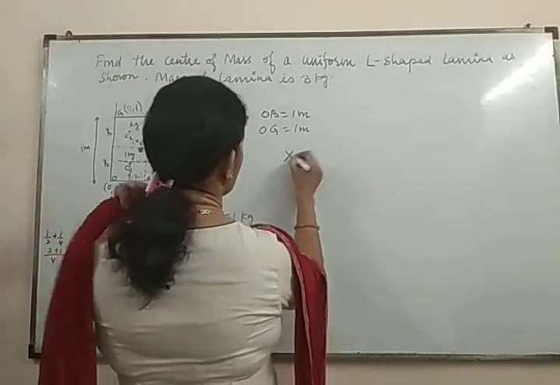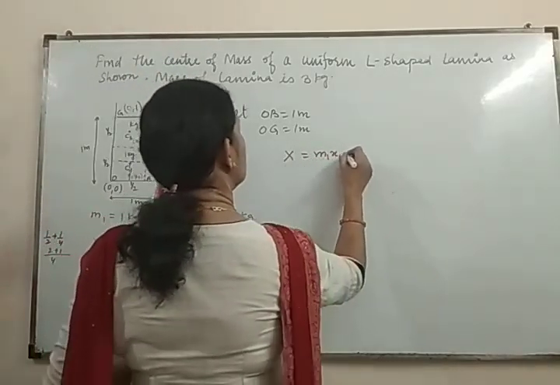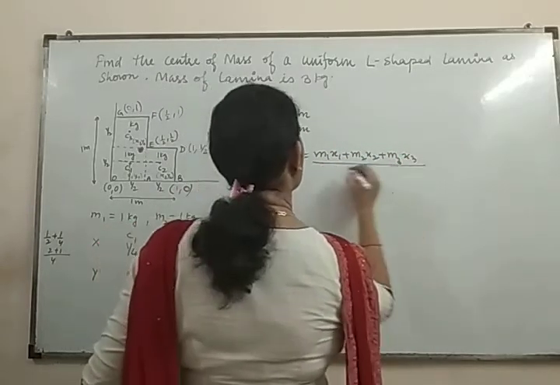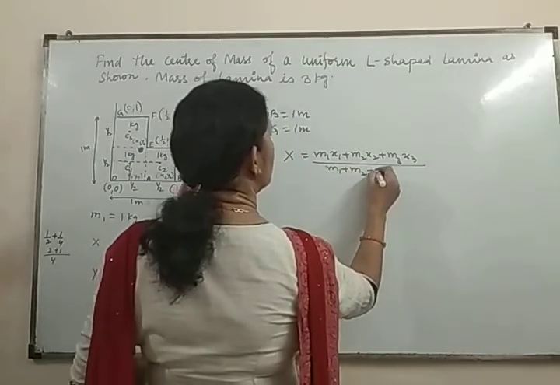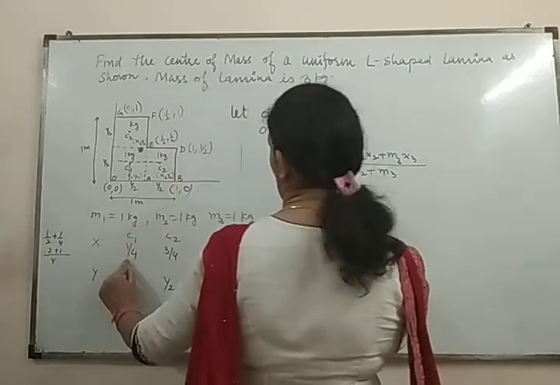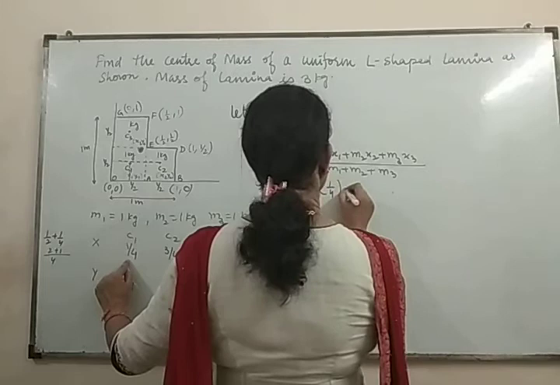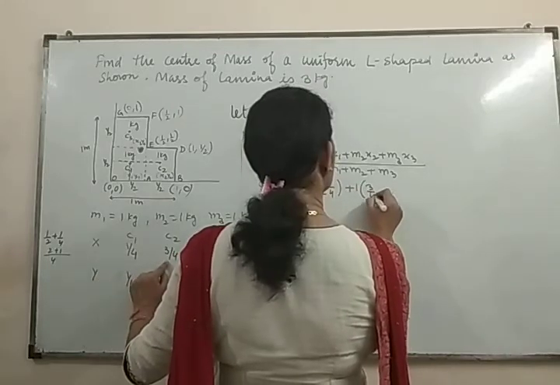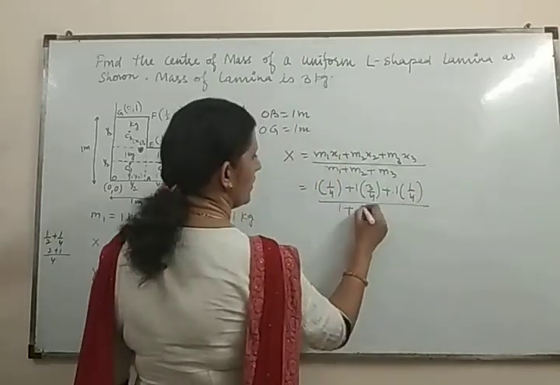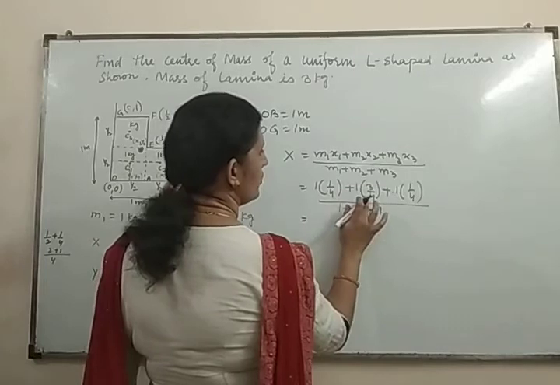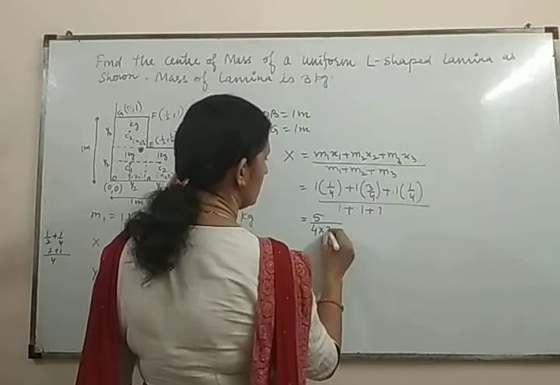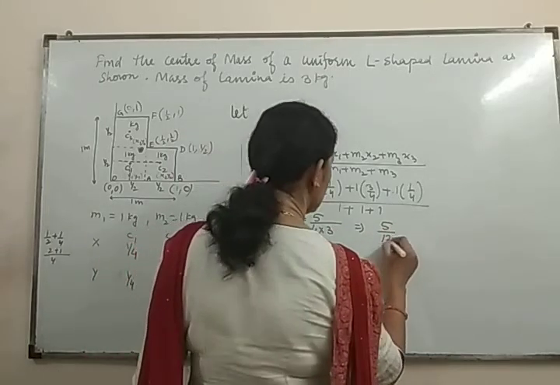For the x coordinate, you have (m1 x1 + m2 x2 + m3 x3) divided by (m1 + m2 + m3). This is 1 into x1, which is 1 by 4, plus 1 into 3 by 4, plus 1 into 1 by 4, divided by 1 plus 1 plus 1. This is 1 by 4 plus 3 by 4 plus 1 by 4. It means 5 by 4 multiplied by 1 by 3. So the answer is 5 by 12.